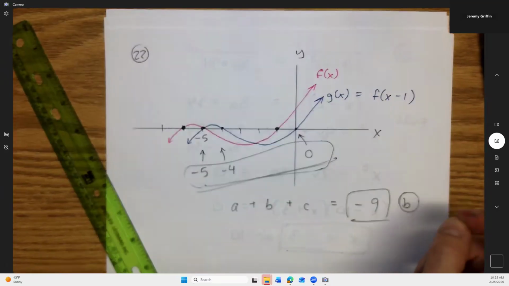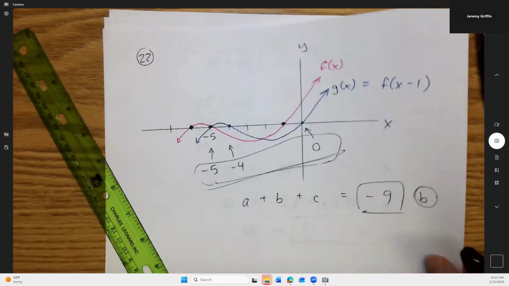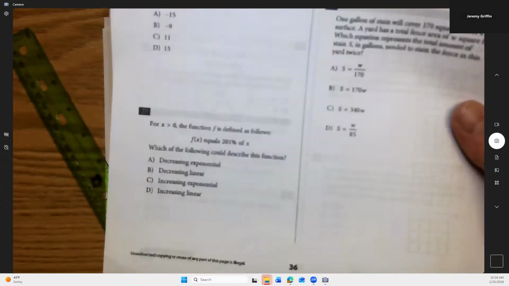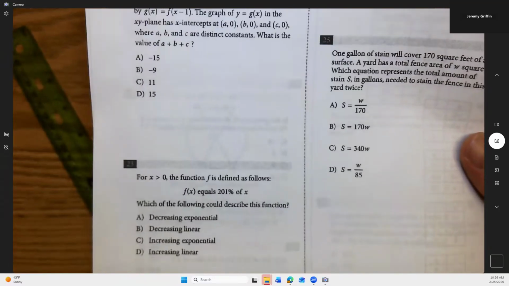All right, you guys good? Yeah. So that question was all about graph translations. Draw up the graph, shift it around. Good answer. All right, 23.